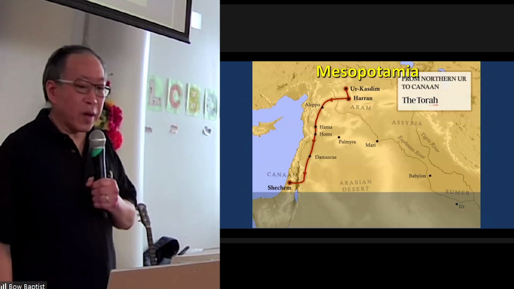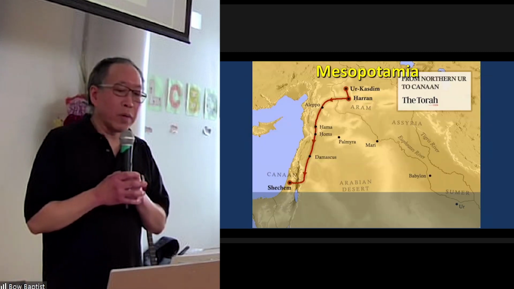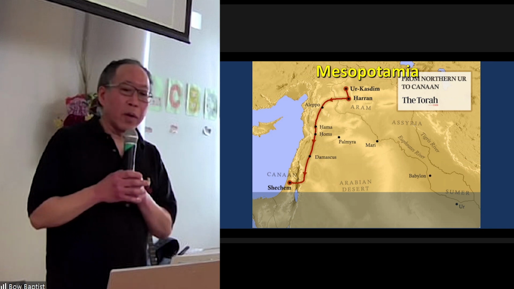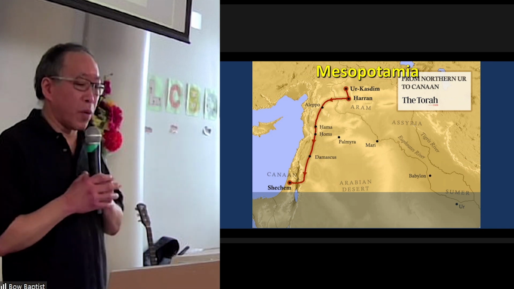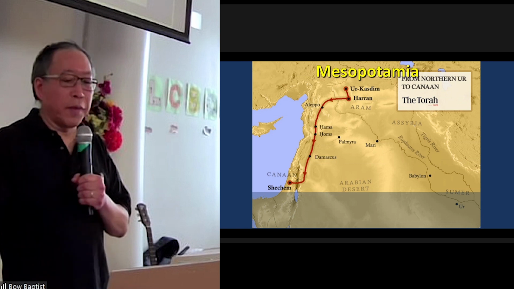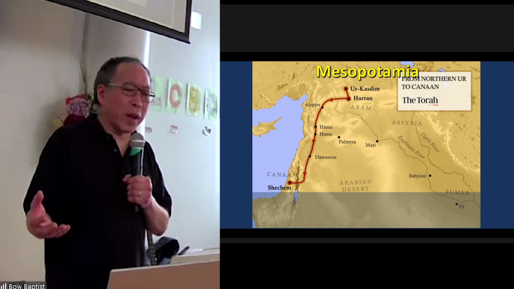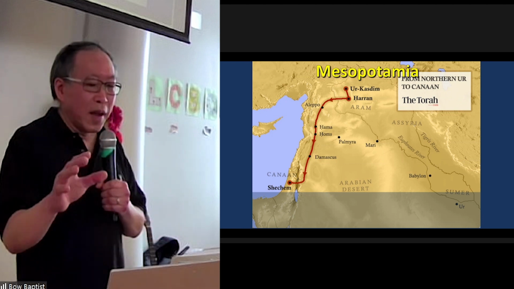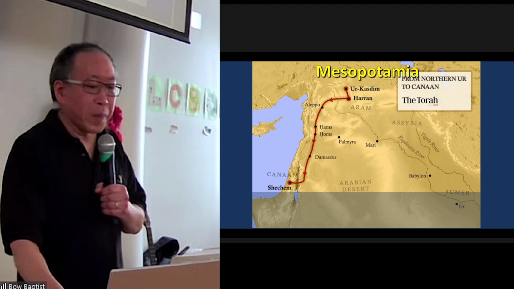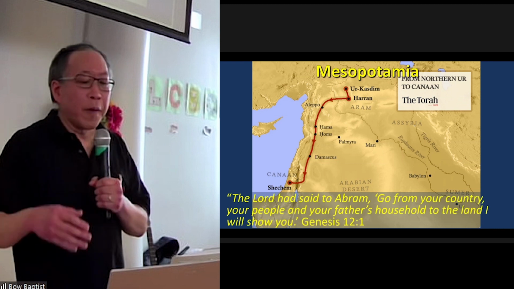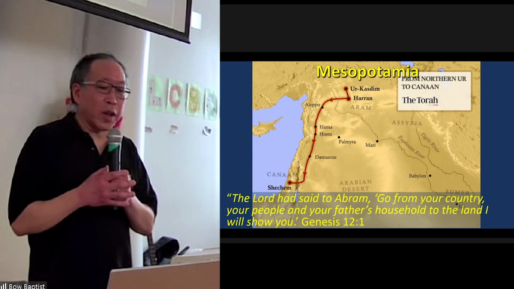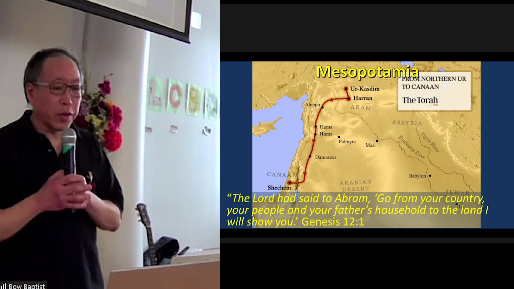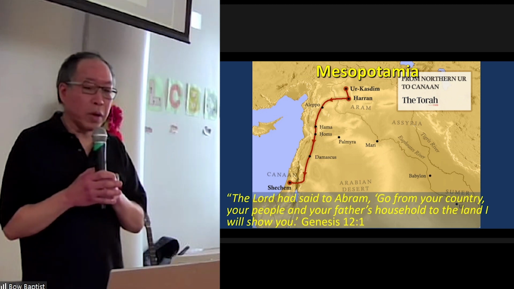So this is a proposed route that Abraham followed when he was called out of Ur. And some of you might think, boy, that's different than what I learned. And I'll address that momentarily, but let's just stick with this route for now. And so he starts off in Genesis 12:1. The Lord had said to Abram, "Go from your country, your people, and your father's household to the land I will show you."